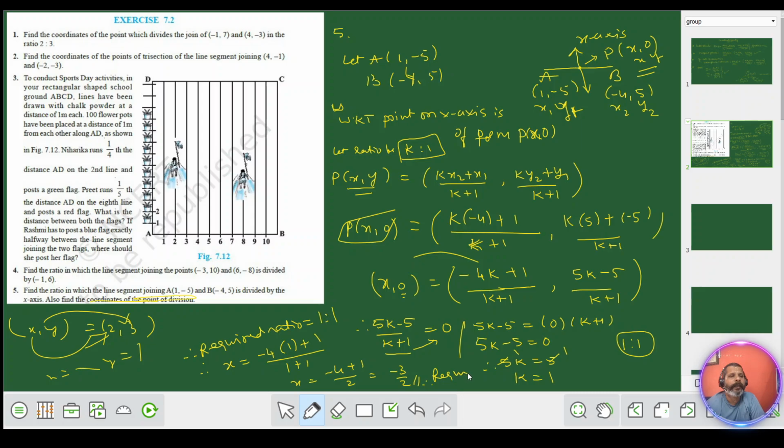Therefore, the required point we assumed as x comma 0, and the x value we got is minus 3 by 2. So minus 3 by 2 is the required point. Understand this, please. Here, please pay attention. There are two things to remember in this problem. If a line is intersected or divided by the x-axis, you have to assume the point as x comma 0 because the y coordinate will be 0 on the x-axis. After that, you apply the k:1 ratio formula, then equate the y coordinate to 0 to get the value of k. Once you get the value of k, equate the other one, that is x, get the value of x, and together you state the coordinates of the required point. Okay, thank you.